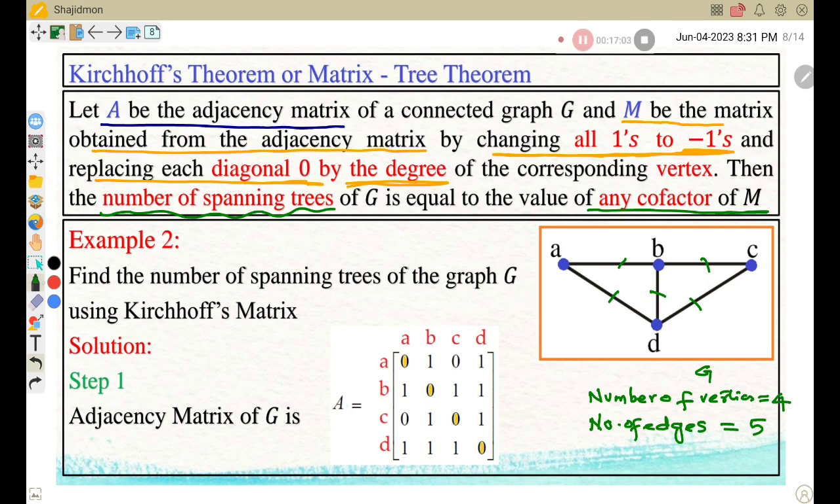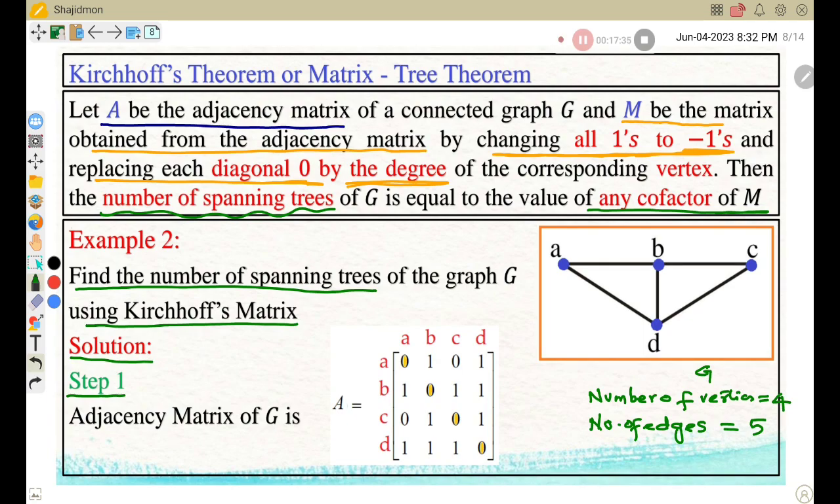Now, how to find the number of spanning trees by using Kirchhoff's matrix? This is our question here, and it is an important question. Find the number of spanning trees of the graph G using Kirchhoff's matrix. So first, as I told you, in step 1, when we are answering this question, first form the adjacency matrix of the graph G.